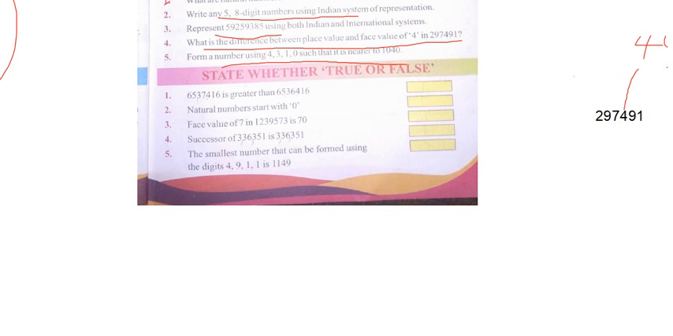Is 65372416 greater than 6536? How do you tell whether the answer is greater or less? First digit 6 is the same, 5 same, 3 same, then 7 and 6. Is 7 greater than 6 or not? Yes. It is greater than that. That's why the answer is true.